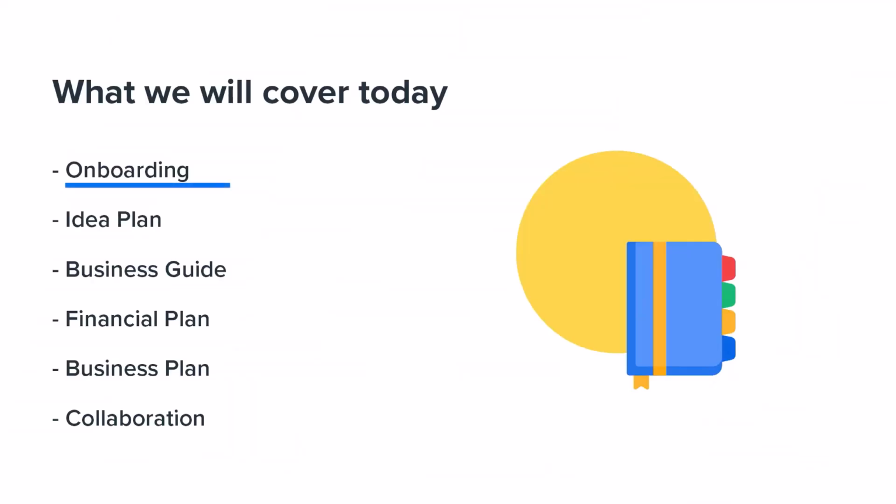First, I will walk you through how to get signed in and set up. Next, I will show you around the idea plan where we'll build out the basic structure of your idea, your business model. After that, we will pop over to the business guide where we will add in more details about your idea and put in all the nitty-gritty work. As we do this, your financial plan and your business plan will fill out automatically.